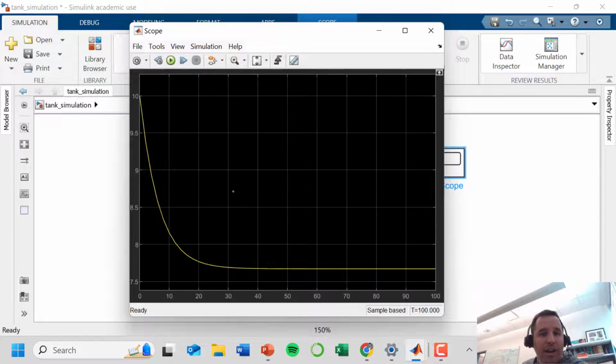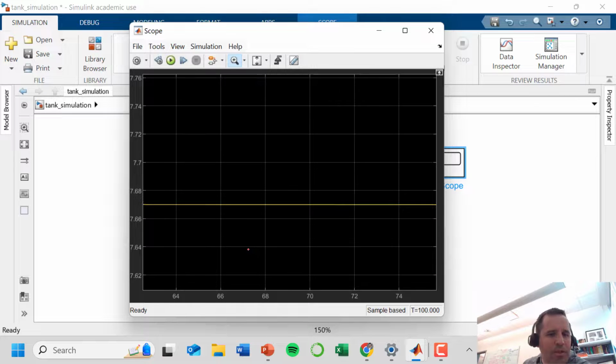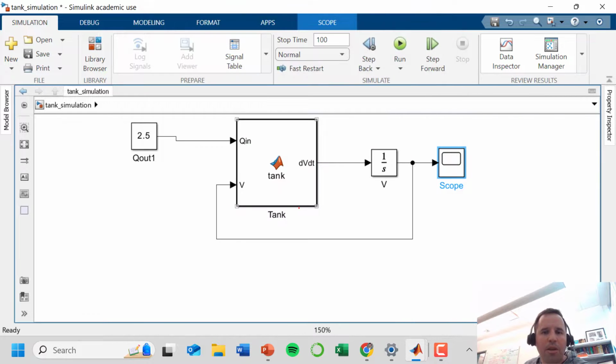So when we analyze what's happening here, we see our tank goes from this initial volume of 10 meters cubed. We're keeping our inflow constant, so that eventually levels off to a steady state at this value of, if I zoom in here, I can get a little closer, about 7.67 cubic meters. So this is all great. Unfortunately, at this point, we don't actually know what the outflow is or what the tank height is, and there's a simple way to remedy that.